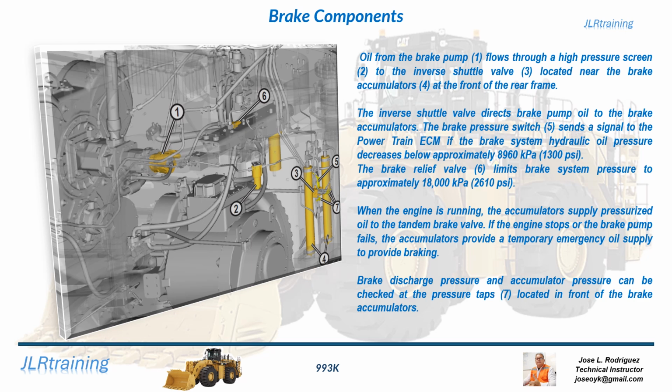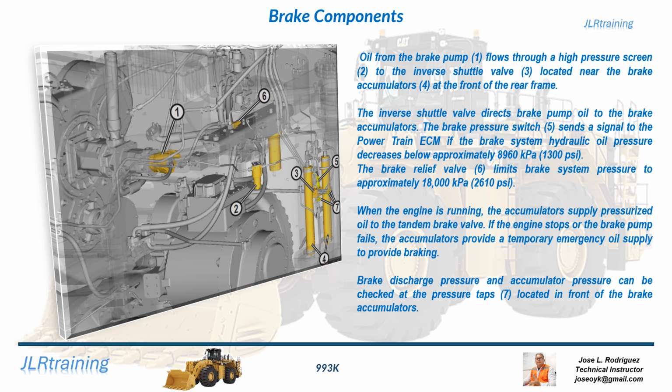The brake pressure switch, 5, sends a signal to the powertrain ECM if the brake system hydraulic oil pressure decreases below approximately 8,960 kilopascals, 1,300 psi. The brake relief valve, 6, limits brake system pressure to approximately 18,000 kilopascals, 2,610 psi.